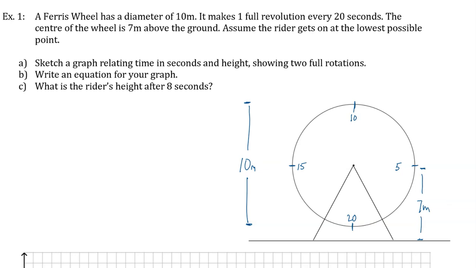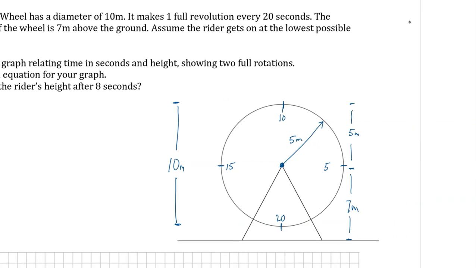The last thing we need to realize is that if the diameter is 10, then the radius, which is half the diameter, the distance from the center to the outside edge, is 5. And the reason why this is important is because that radius goes everywhere in the circle. So it goes there, but it also goes here, doesn't it? And that means that this distance from here to the top is also 5 meters. And that means I can figure out that this entire distance is 12 meters.